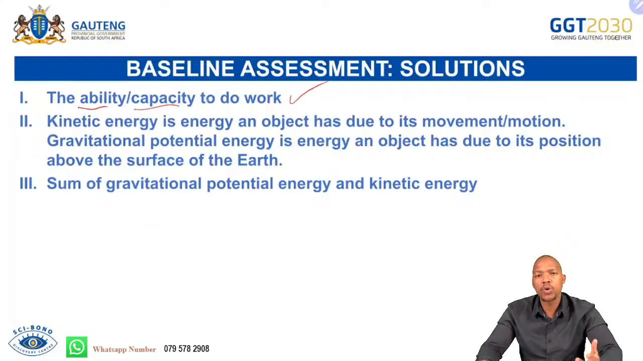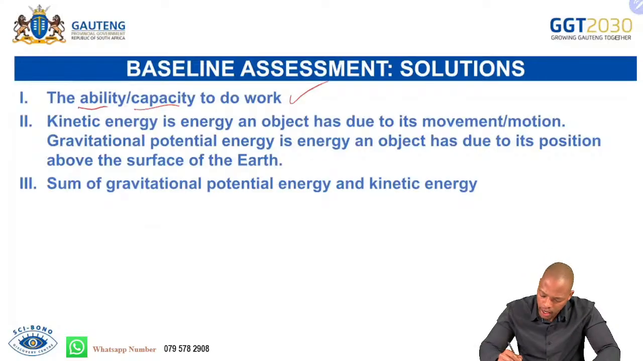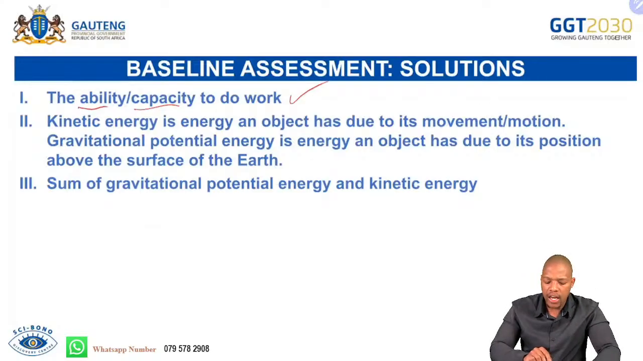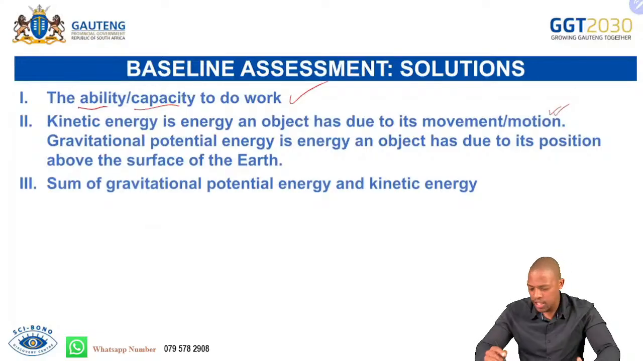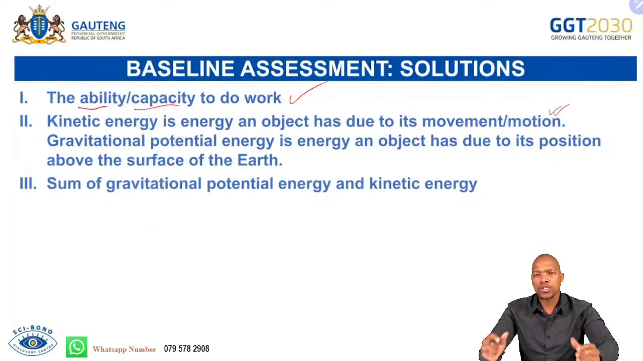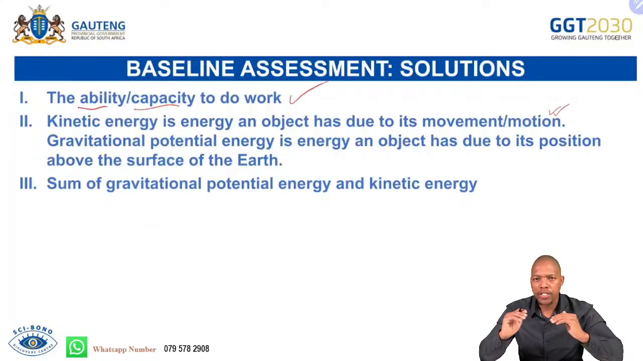The answer to question number two, which was asking you to differentiate between kinetic energy and gravitational potential energy, the expectation is that one would say kinetic energy is the energy an object has due to its movement or motion. Again, here you choose one. So you can say kinetic energy is the energy an object has due to its movement, leave it there, or you can say due to its motion. That's kinetic energy. It's the energy an object has because it is moving. When an object is in motion, it will possess this energy, called kinetic energy.